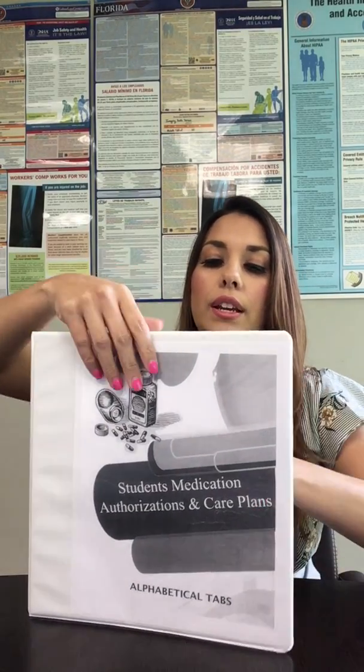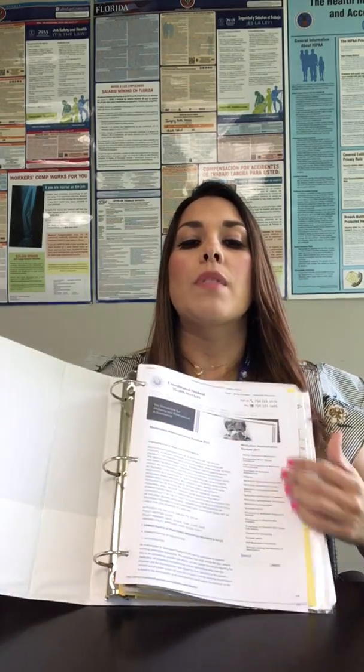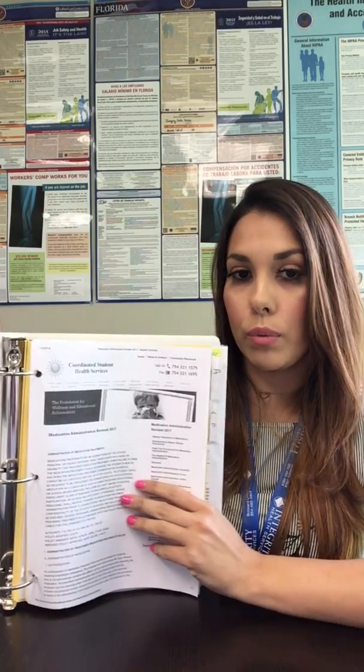What it should have in here, the first thing, is your policy, okay? Your medication administration policy. This is a school board policy. You can find this on the Coordinated Student Health Services website. For this year, 2018, it has not been updated yet, so just keep an eye out for that new policy. If you cannot find it on the website, just ask your supervisor, and your supervisor will provide you with the current policy.